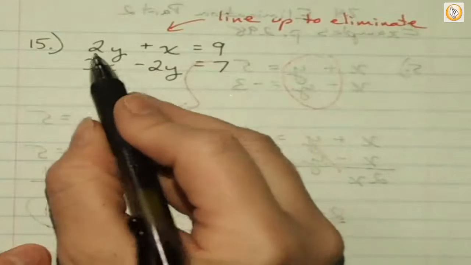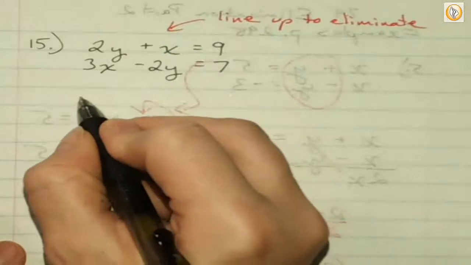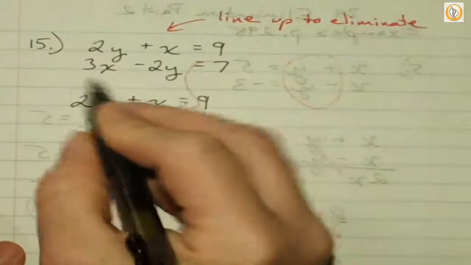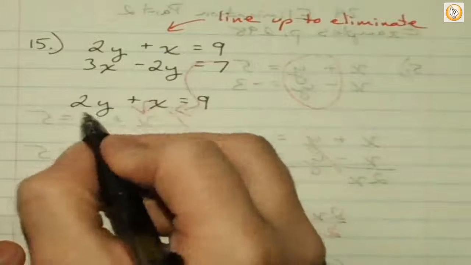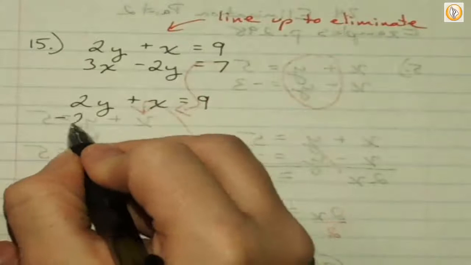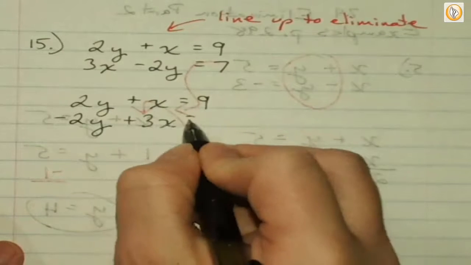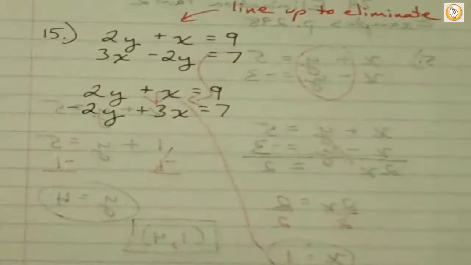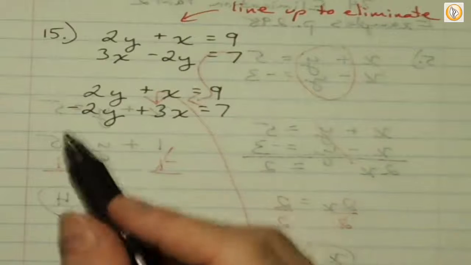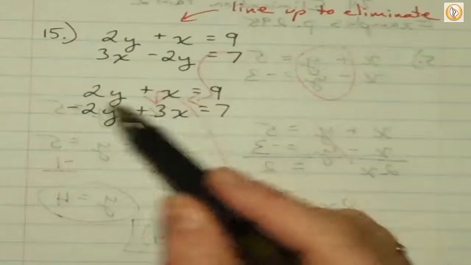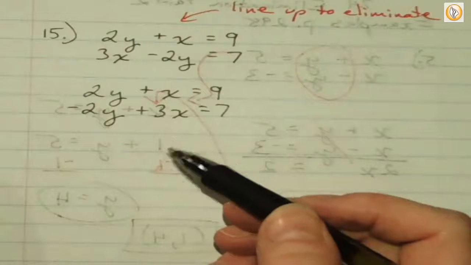Okay, so I'm going to keep the first one the way it is. It doesn't matter. And I'm going to rearrange the bottom one to line up. So now I'm going to move the negative 2y over there plus the 3x over there equals 7. Now, the thing is, we didn't have to do any intruder alert because we weren't moving it across the equal sign. We were rearranging on this side.